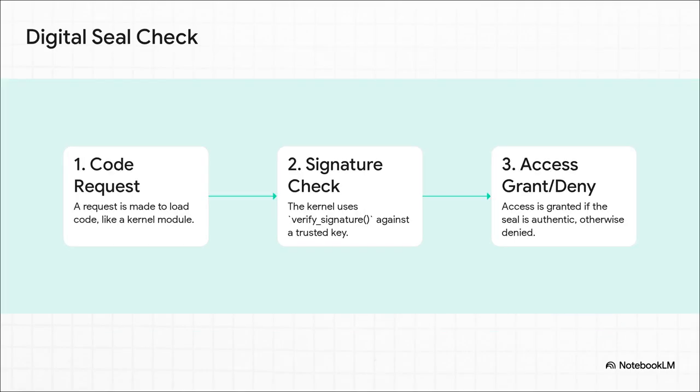So how does it do that? Well, think of it like a digital wax seal check from the old days. When the system wants to load some new code, like a driver for your graphics card, the kernel doesn't just say, "Sure, come on in." No way. First, it carefully inspects the digital signature on that code, checking it against a key it already trusts. If that seal is authentic and unbroken, great, access is granted. But if it's been tampered with, even a tiny bit, access denied. It's simple, but it's an incredibly powerful security model.